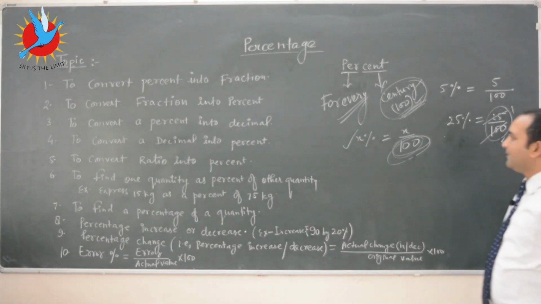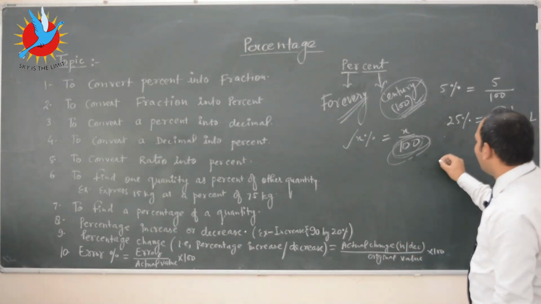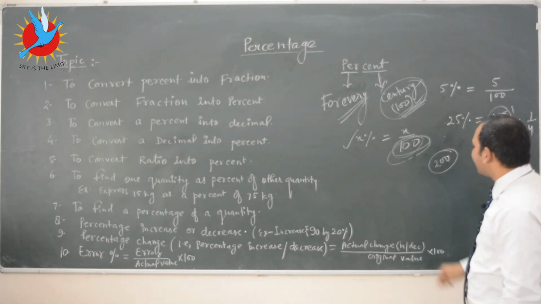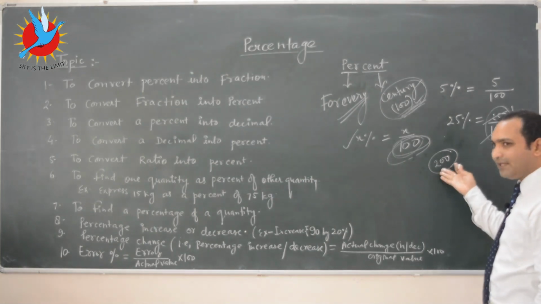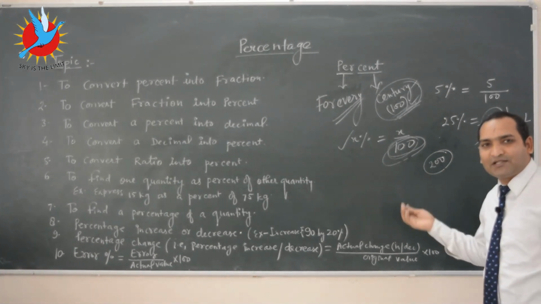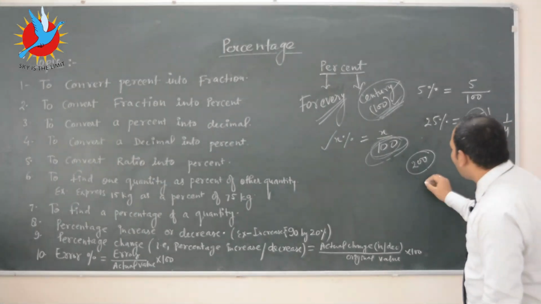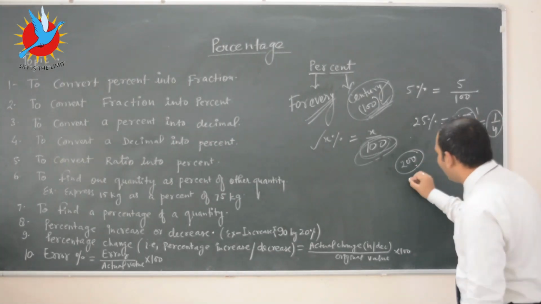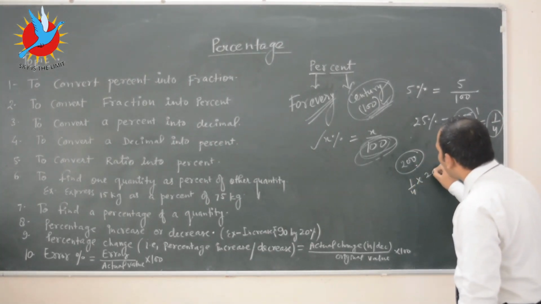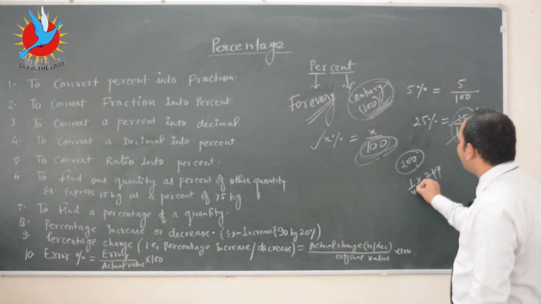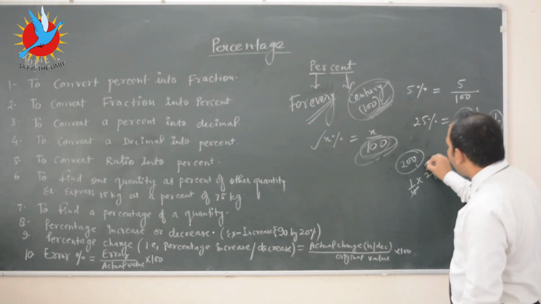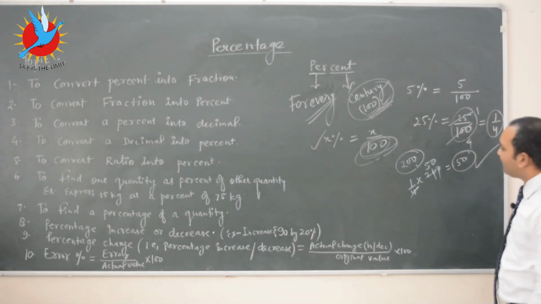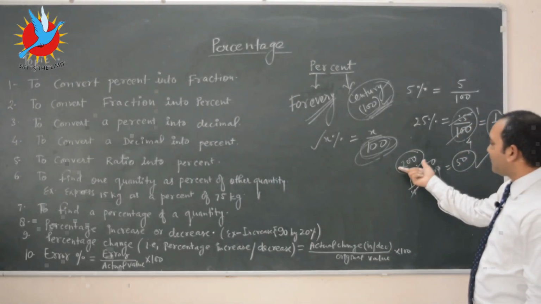Consider you have 200 rupees and someone asks for 25% of this amount. So you give 1/4 of 200. The result is 4 fives are 20, so 50. That is 50 rupees. You have to pay 50 rupees, 25% of this number.